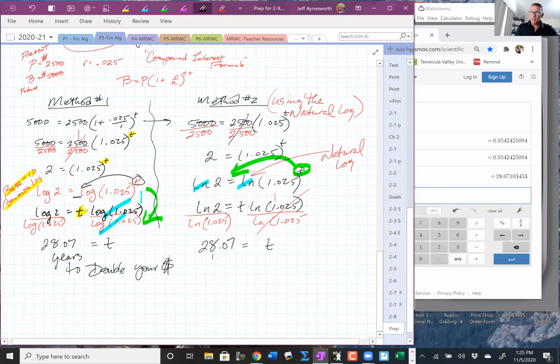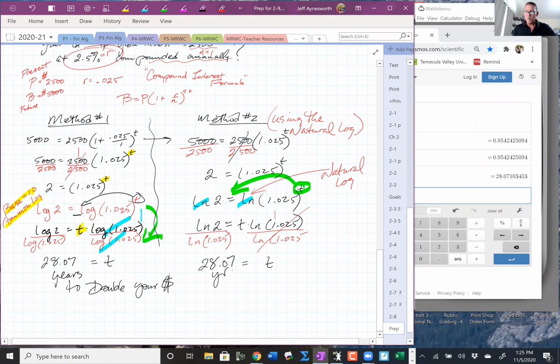So what does this tell us about which log we pick? The first method, we use base 10, common log. Second method, we use the natural log. What does that tell you if we get the same answer either way? What does that tell you? What should you learn from the side-by-side comparison?